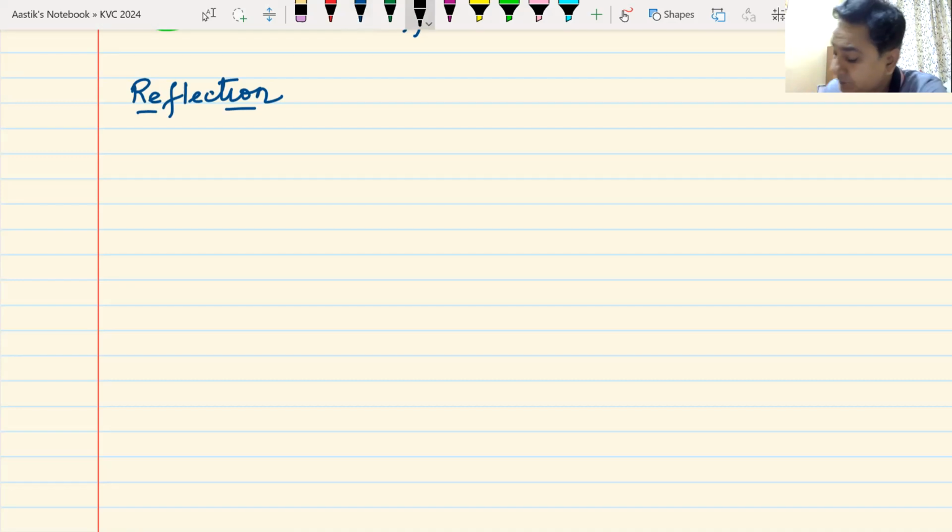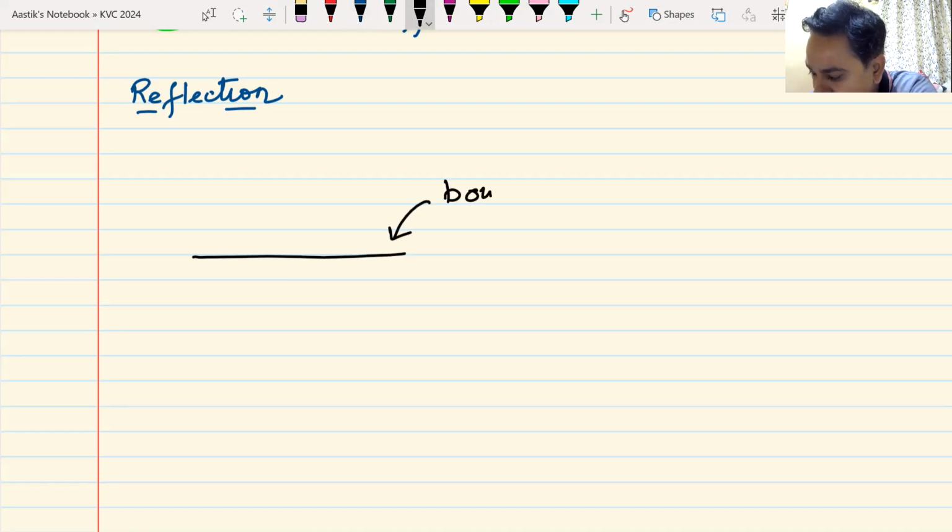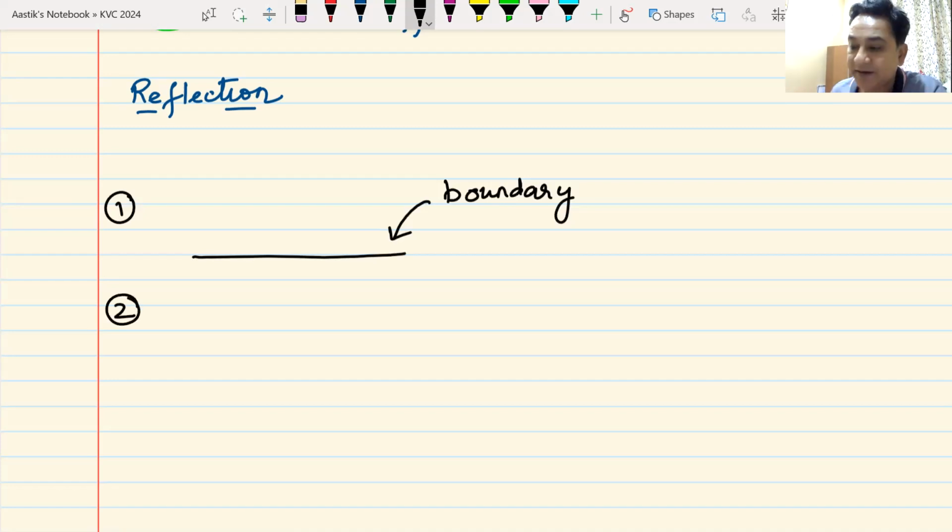Okay, let us take an example. Let us take this line. Now, what is this line? This line is nothing but a boundary. Boundary between what? Here you have one medium, here you have the second medium. So you have a boundary between two mediums.